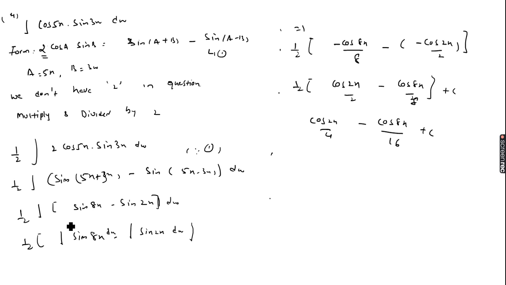Separate the integration: the integration of sin 8x dx minus the integration of sin 2x dx. We know that integration of sin is minus cos, so minus cos 8x by 8 minus of minus cos 2x by 2. Minus into minus, we get a plus. So we get cos 2x by 2 minus cos 8x by 8. Then 2 into 2 is 4, so it is cos 2x by 4 minus cos 8x by 16 plus c. Okay, so the problem is completed.